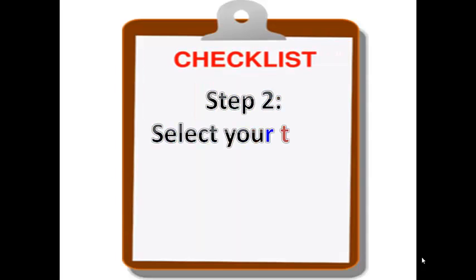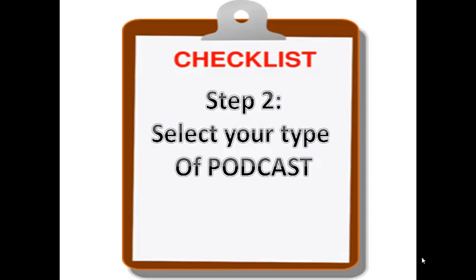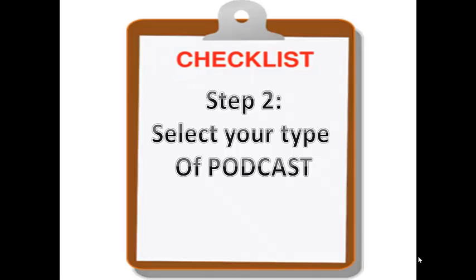Step 2. Select your type of podcast. The next step is to select your type of podcast. Many new podcasters can't seem to decide whether they want to do an audio or video podcast, which is also known as a vodcast. Here, only you can decide which way to go and what you're able to do.